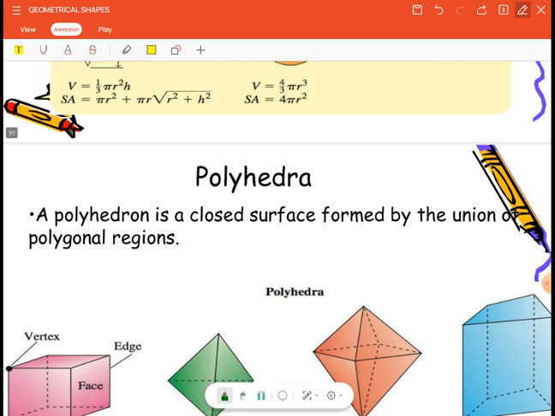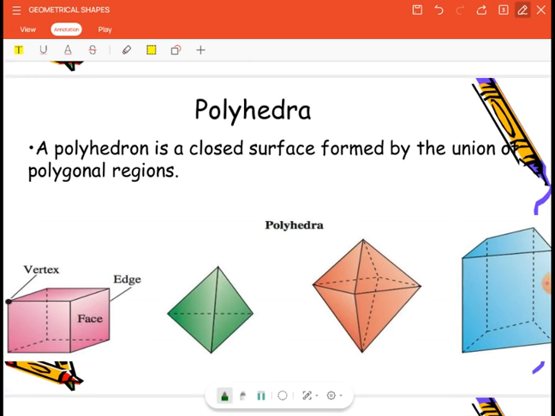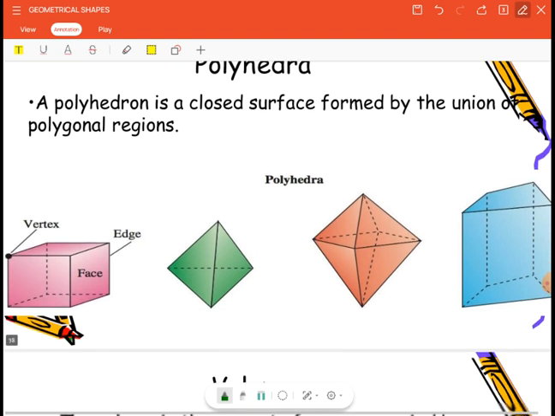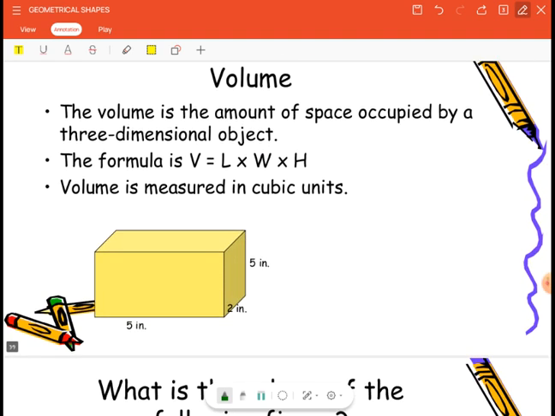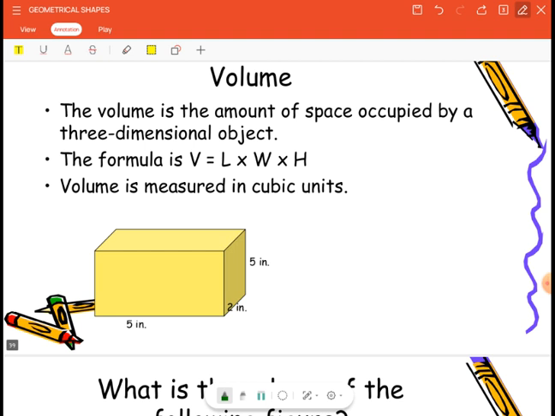Okay, polyhedra. Ito is additional shape na lang ito. It's a kind of closed surface formed by the union of polygons region, no? So, yan. Mga sample. Okay, so halimbawa ito. Find the volume of this shape, no? We have the length 5. Yung length natin ay 5. Yung width natin ay 2. Tapos yung height natin ay 5.